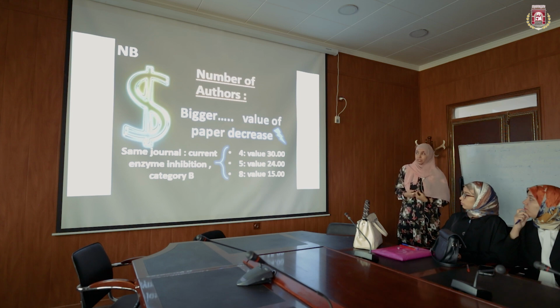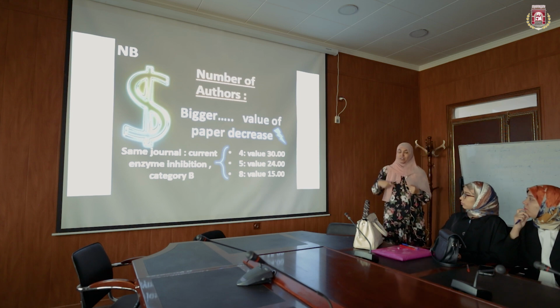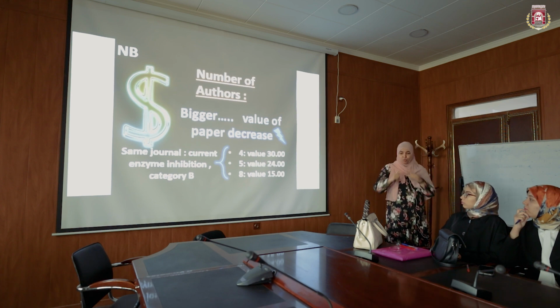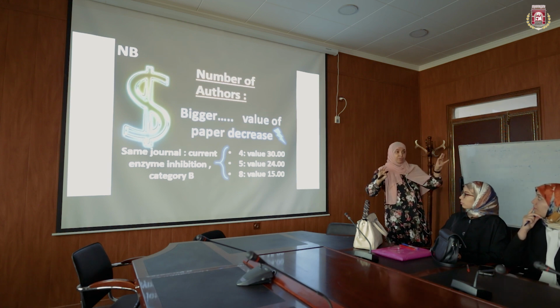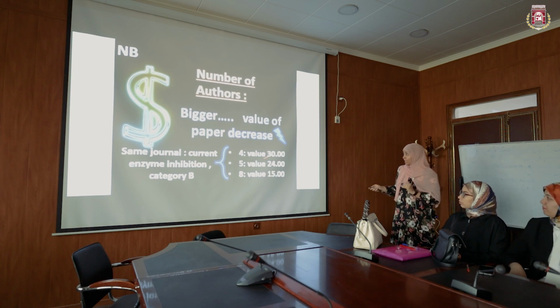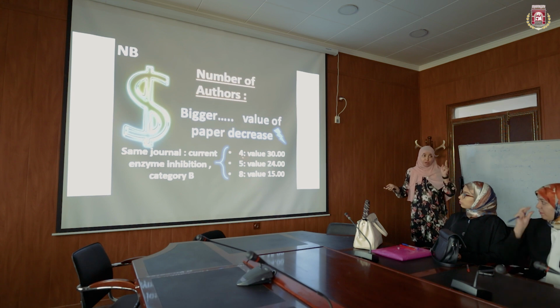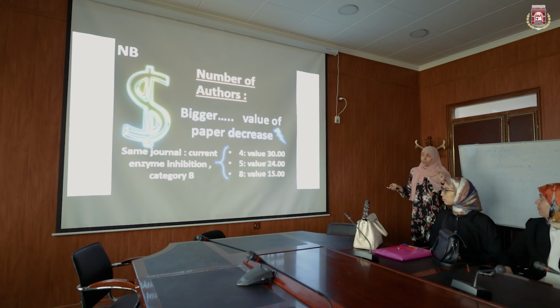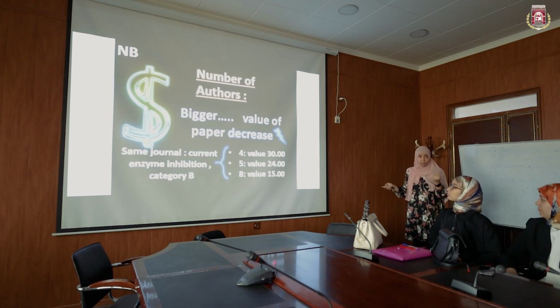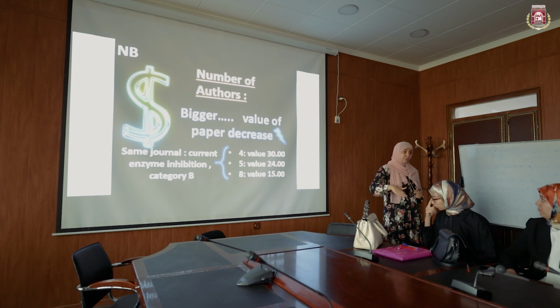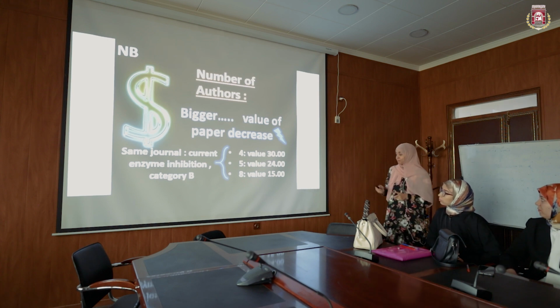Another good notice is that as the number of authors becomes bigger, the value of the paper decreases according to our ministry. Because we have Excel files where we should enter the paper, the impact factor, the number of authors. The higher the number of authors, the fewer points we get. You see here, for the same journal, Current Enzyme Inhibition, which is category B, if we have 4 authors, we get 30 points. If we have 5 authors, 24 points. 8 authors, 15 points. So the fewer the authors, the higher the value of the paper.